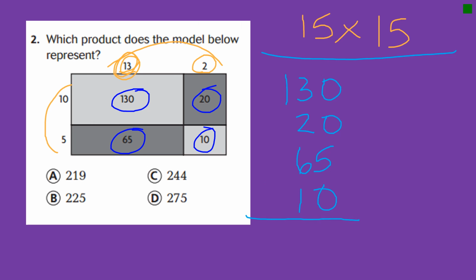Okay, so I did 130, 20, 65, and 10. Okay, 0, 0, 0, 5, and 0. Okay, 6, 7, 8, 9, 10, 11, 12. And then 1 plus 1 is 2. 225. Oh, there it is. 225. Okay, so you're going to be presented area models in lots of different ways. And this one, we had to find out what the final product was. All right, let's go on to a review question.